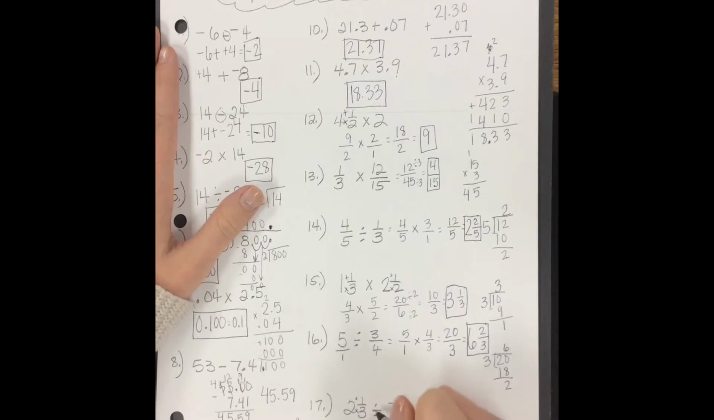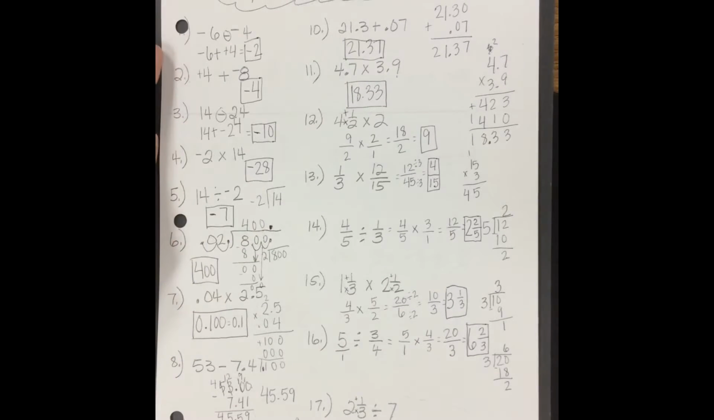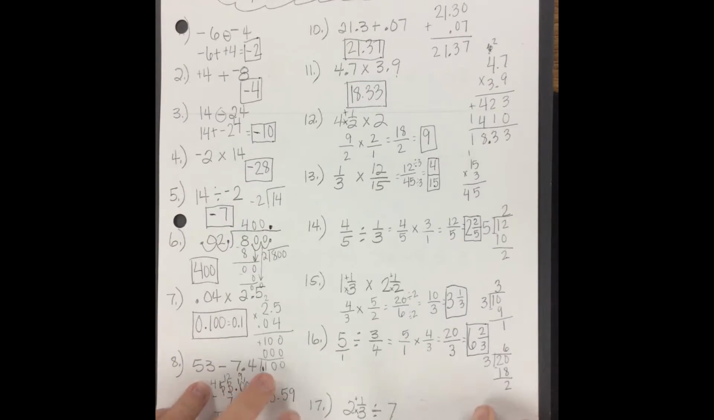7/3. Okay, remember, we're changing this to multiplication, and this is 7 over 1, so what do we flip it to? 1 over 7. All right, now multiply straight across. 7 times 1 is 7. 3 times 7 is 21. Now we know we can simplify both of these by 7 to get 1 over 3, or 1/3. All right? Okay, let's go on to the second page.